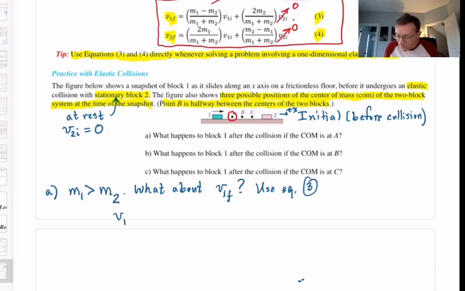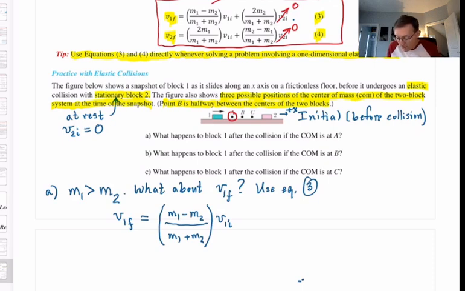V1 final equals, use equation 3. And remember, V2 initial is 0, so that whole complicated stuff in the second term of equation 3 doesn't even enter in. And the formula for V1 final is merely this: M1 minus M2, be careful not to reverse the order of those, over M1 plus M2, you're free to reverse the order of those, times V1 initial. Watch all those symbols very carefully.